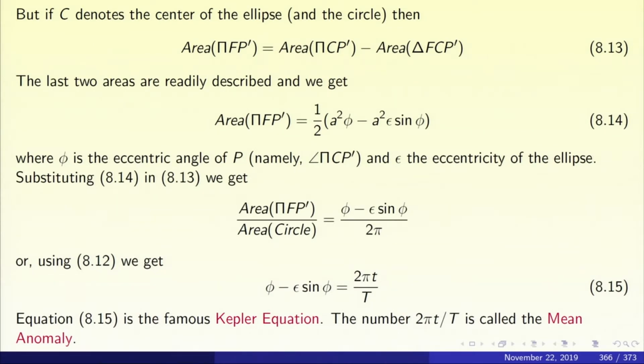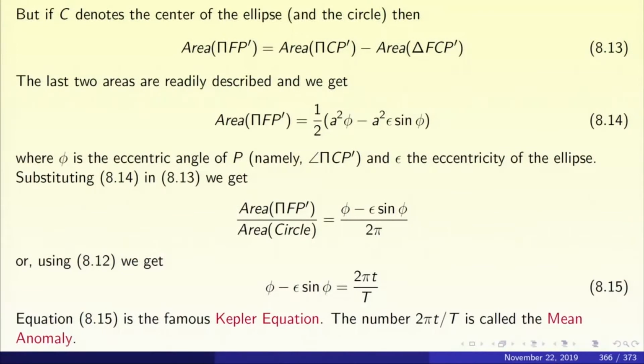eccentric angle of P. Remember again from basic coordinate geometry, what is the eccentric angle? The eccentric angle by definition is angle Pi C P prime, from the center C to P prime, the point on the auxiliary circle. That's called the eccentric angle of the point P. So the area of the triangle F C P prime is basically 1/2 a squared epsilon sine phi. That is easy. The sine phi comes from the fact that you have measured the height. a sine phi is the height and the base is a epsilon. So we got this equation 8.14.